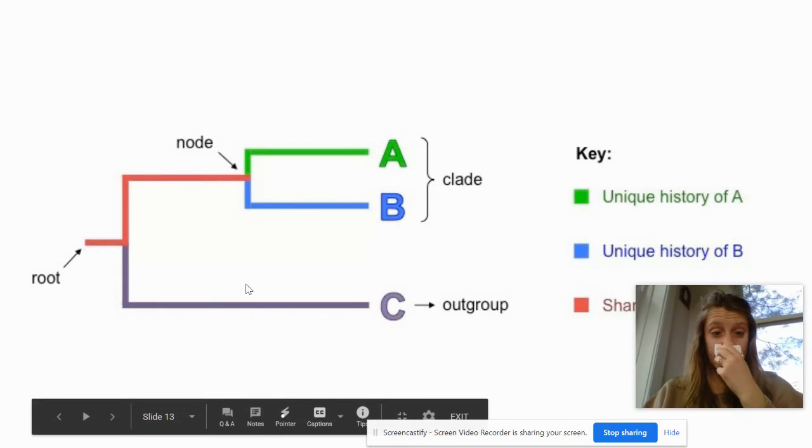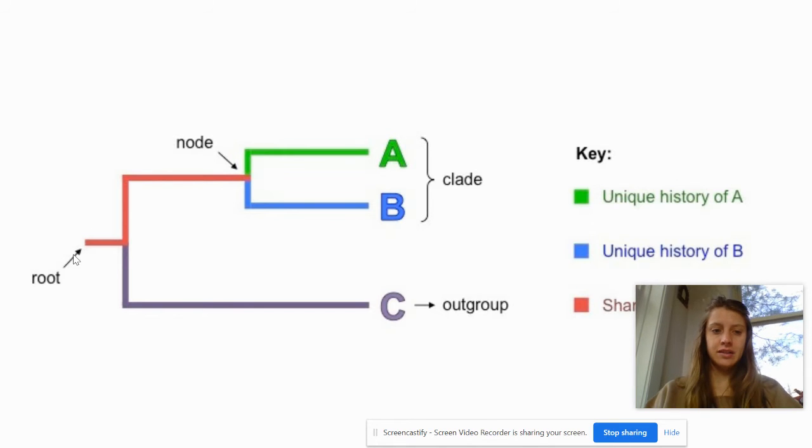So here we have our outgroup. It's very far away from everything. We have our root, which is the initial ancestor. We have our node, which is showing the common ancestor of A and B, and it's showing us that a speciation event occurred. So this used to be one organism, and eventually a speciation event occurred, and now we have a type of organism A and a type of organism B.